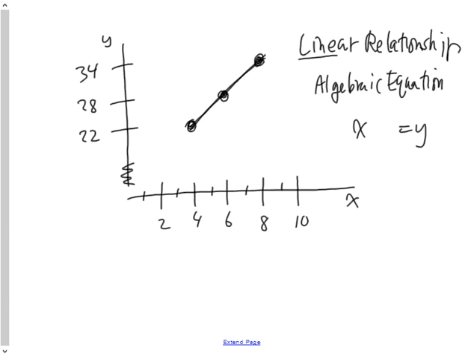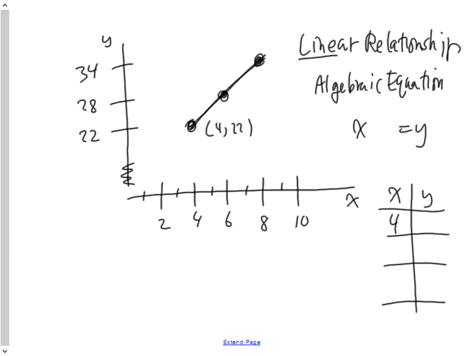So in order to find that algebraic equation, we need to make, first and foremost, from the graph, a table of values. This point right here is 4 on the x and 22 on the y. This is 6 on the x and 28 on the y, or 6 and 28. And the last point right here is 8 on the x and 34 on the y, or 8 and 34.